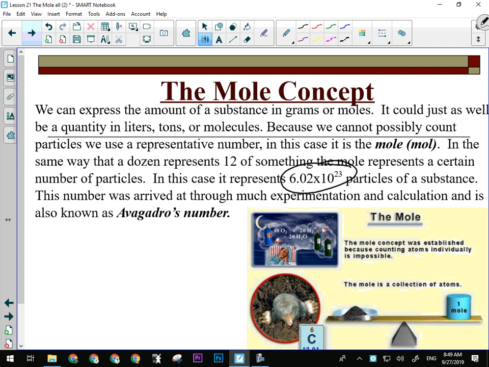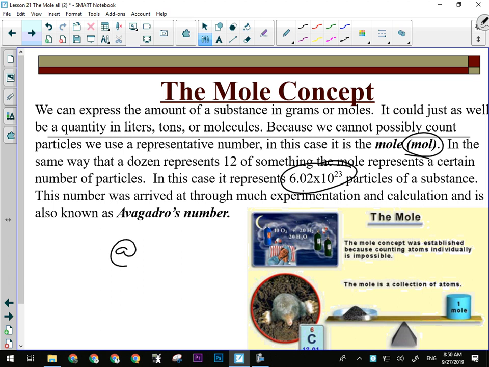All right. So we can't possibly, like we said, count particles, so we use a representative number, in this case the mole, and because we're very busy, we abbreviate it. 1 mole. We have an abbreviation for that. Okay, we're busy. So we abbreviated it MOL.